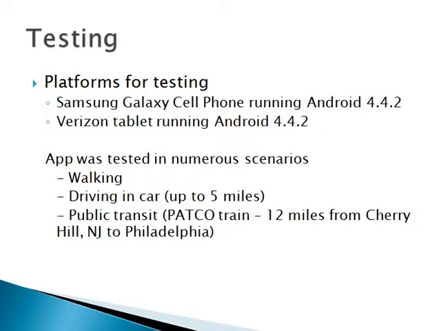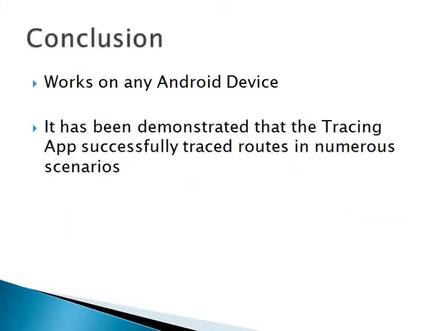The app was tested in numerous scenarios, including walking, driving in a car for a distance of up to 5 miles, and on public transit, specifically the Patco high-speed line from Cherry Hill, New Jersey to Philadelphia, a distance of approximately 12 miles, taking roughly 30 minutes.